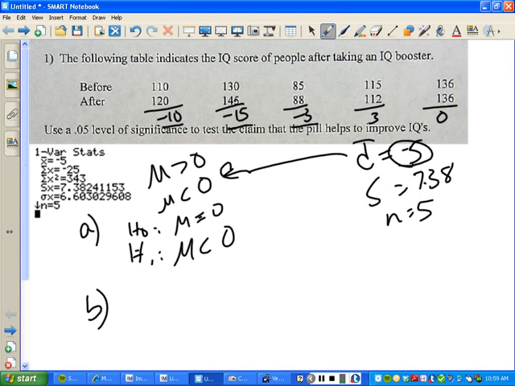Okay. Part B is something. Oh, left tail, right tail, two-tail test. Left tail. This area is 0.05. What are we using here? We're using which chart? We're using the T-score chart.